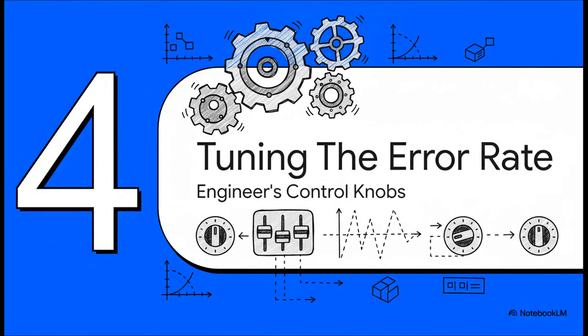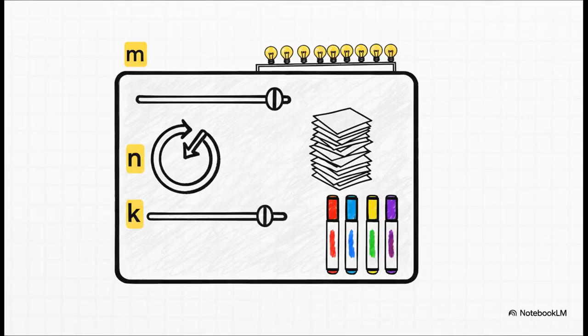And this is where the real engineering comes into play. That chance of a false positive, that coincidence, it's not just random luck. It's actually a variable that we, as engineers, can control with incredible precision. We basically have three main control knobs to play with.